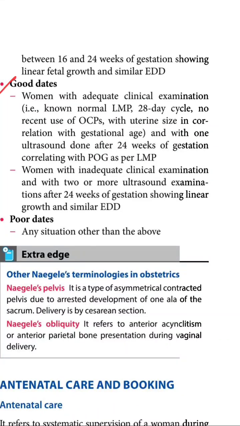Now when do you say it's a good date? So women with adequate clinical examination, that is a known normal LMP, 28-day cycle, no recent use of OCPs, with uterine size in correlation with gestational age, and with one ultrasound done between 16 and 24 weeks, it comes under excellent date. So if at all one ultrasound is done after 24 weeks of gestation, then it is going to be a good date. So women with inadequate clinical examination and with 2 or more ultrasound examinations after 24 weeks of gestation showing linear growth and similar EDD.